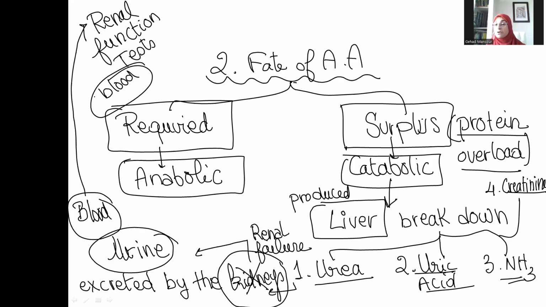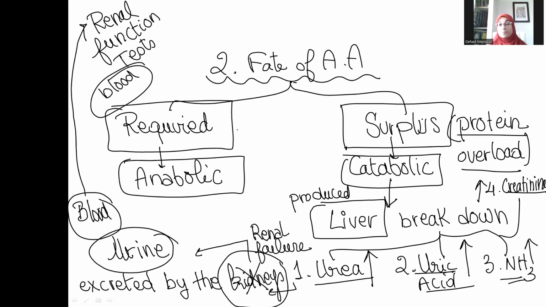And when you assess their levels in the blood, you will find that they will all be elevated in the body. So how would the blood renal function test of a patient with renal failure look like? He will have an elevated urea, an elevated uric acid, an elevated ammonia, an elevated creatinine. Elevated where? Elevated in the blood.